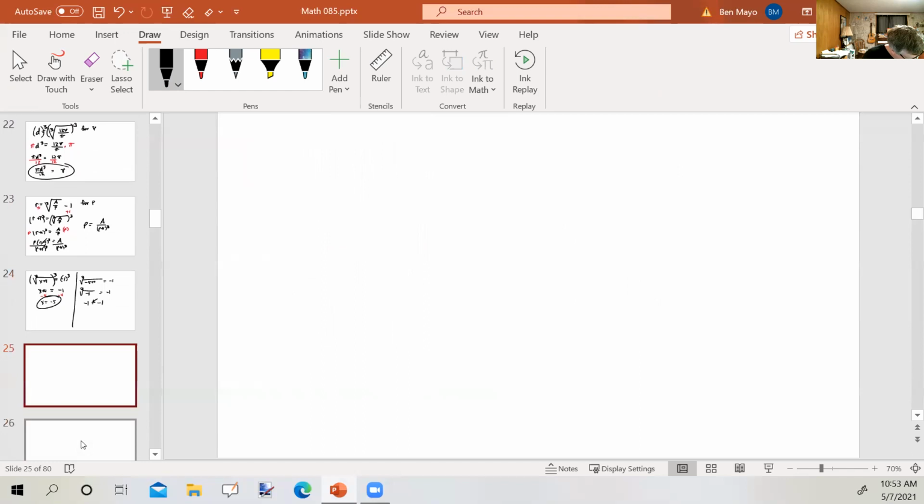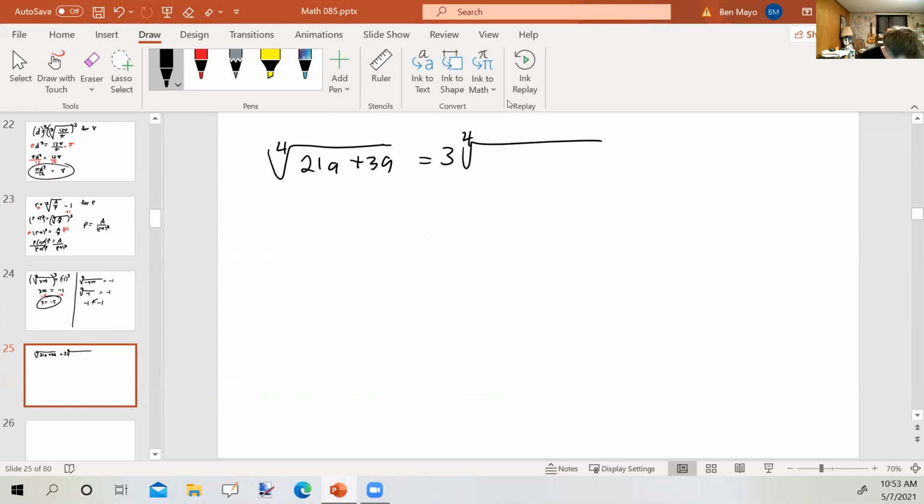How about this one? Okay, we've got the 4th root of 21a plus 39 equals 3 times the 4th root of a minus 1. Just a little detail I want to mention. You want to make sure that you put the index there, unless it's a 2, in which case it's assumed you can leave it blank. But I've had students ace a test, except for that one little detail. It was like a cube root and they didn't put the index there or something. So make sure you put the proper index with each radical.